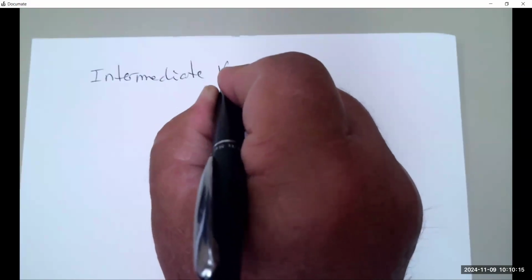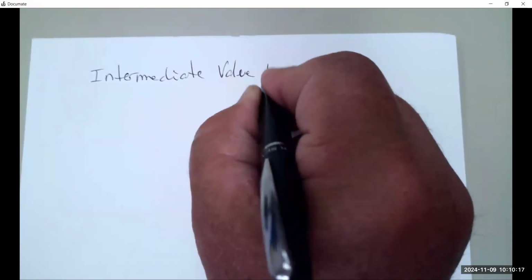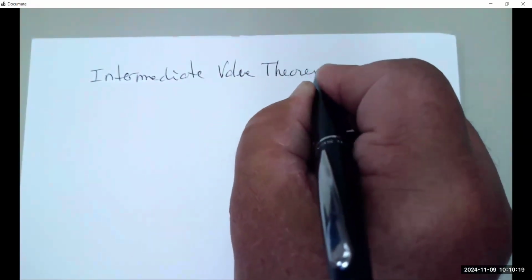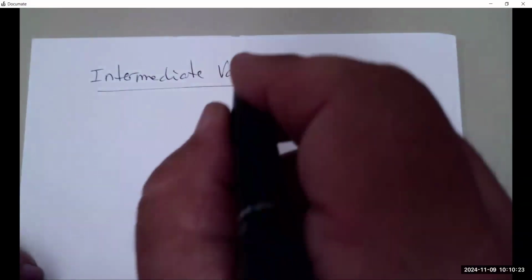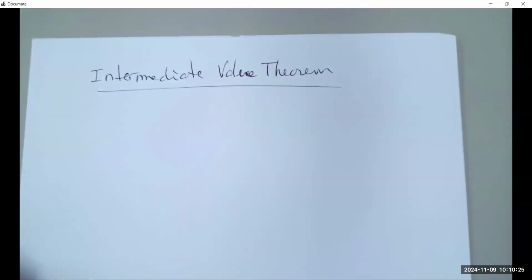Okay, the last thing of this section is what's called the intermediate value theorem. The intermediate value theorem.